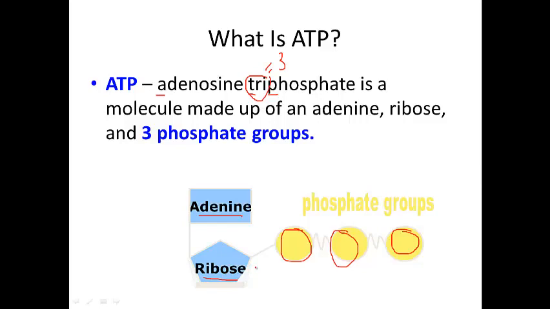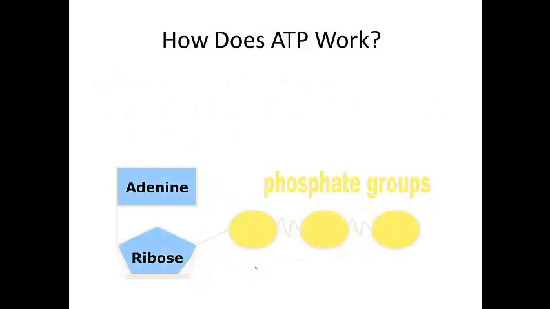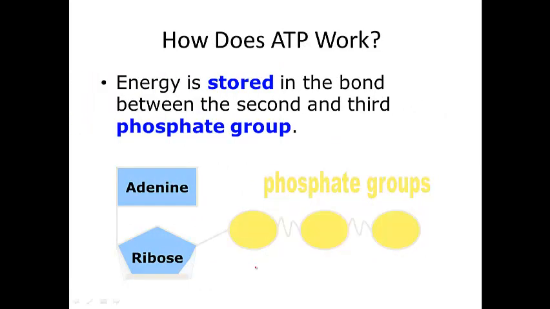So let's take a closer look at why ATP is so important and where the energy is stored. All of the energy in ATP is stored not here, not here, not in adenine, not in ribose. The only place where energy is stored is in this bond between the second and third phosphate. Remember, a bond is what holds molecules together. So all of the energy is right here.